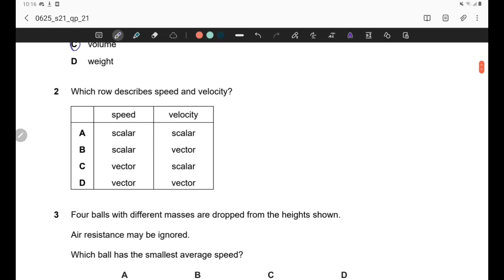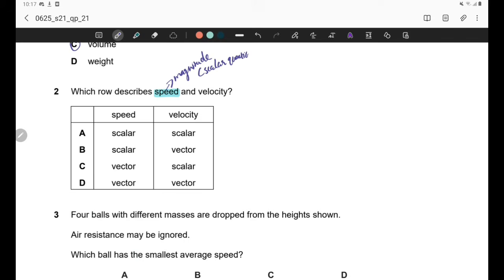Part 2. Which law describes speed and velocity? So speed is a physical quantity which has only magnitude. We don't have to mention the direction, so that is a scalar quantity.